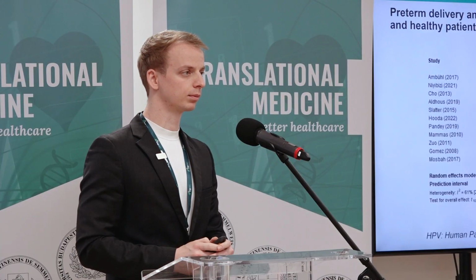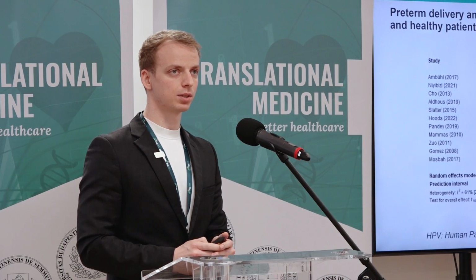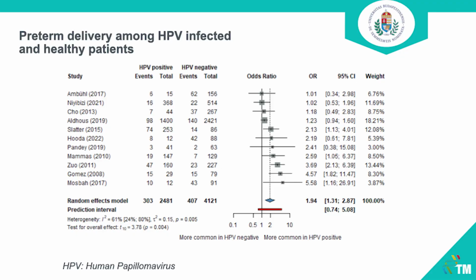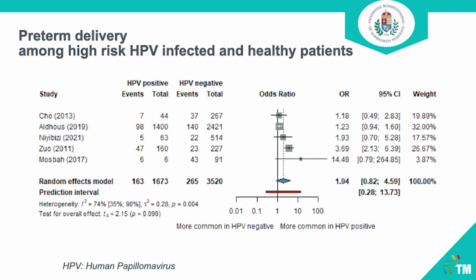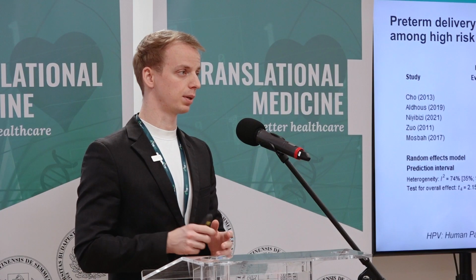My first question would be, in your first project, did the included studies only investigate high-risk serotypes of HPV, or did they include low-risk serotypes as well? As you can see in this forest plot, these studies actually included both low-risk and high-risk strains. And then we carried out a subgroup analysis that only consisted of studies that included high-risk patients.